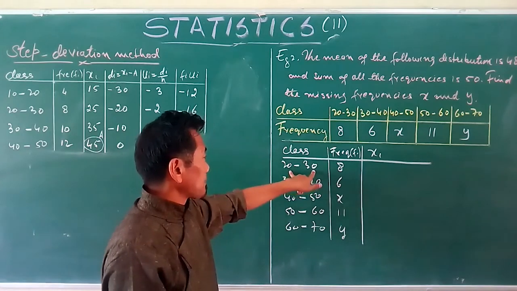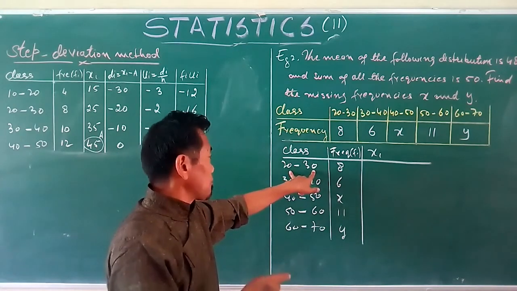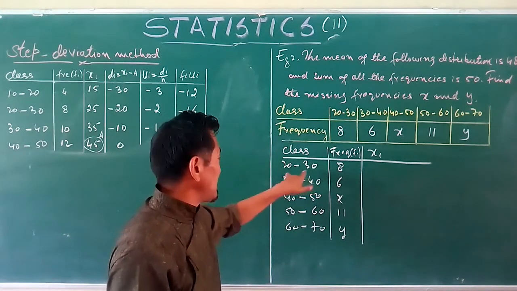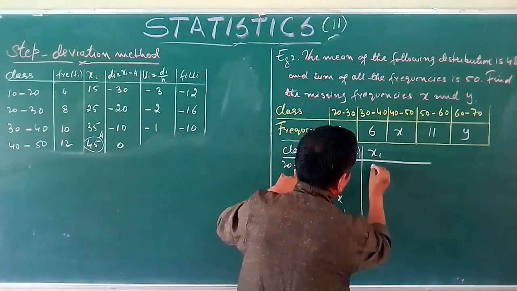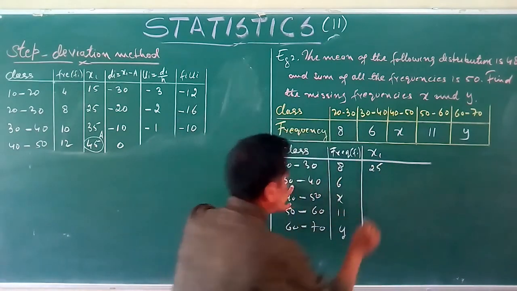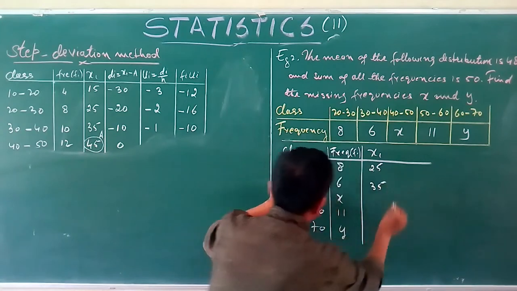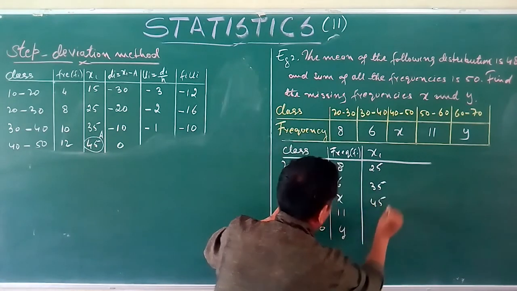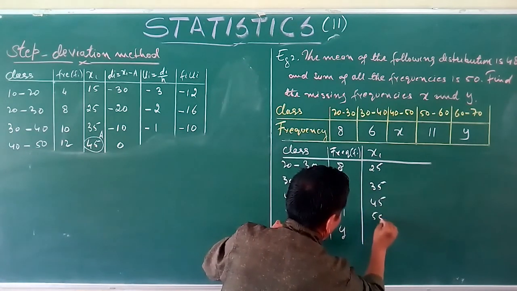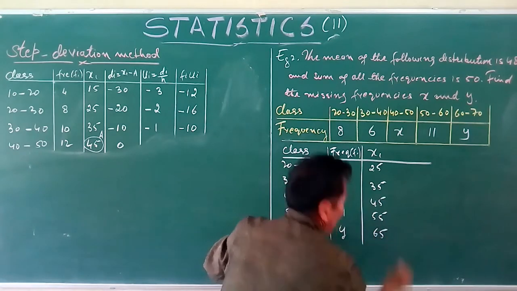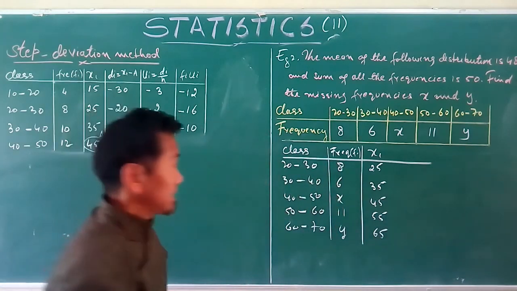The sum is 50, and if you are going to divide 50 by 2, it becomes 25. I think that's the answer, right? 25. Here is 35, 45, 55, and 65. I think that's the xi.